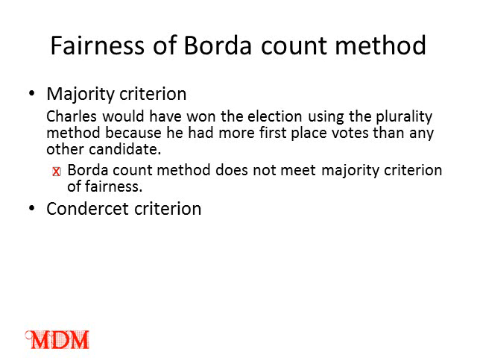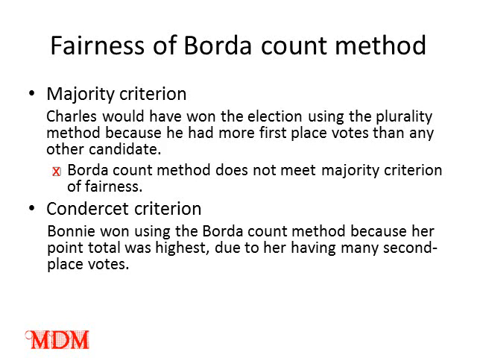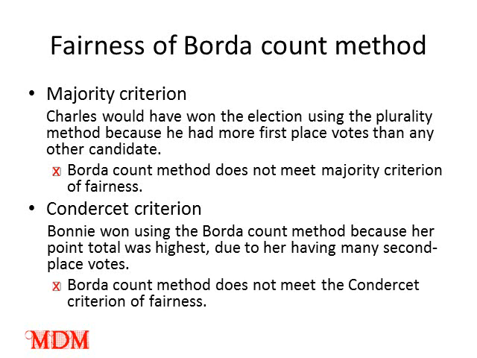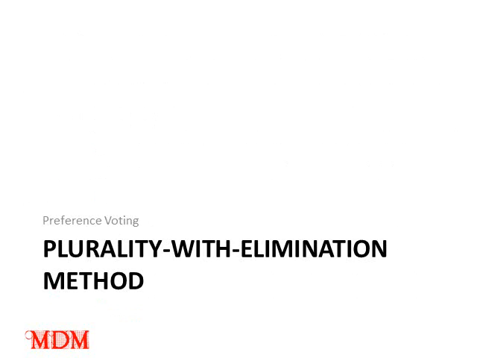Let's look at the Condorcet criterion. Bonnie won using the Borda count method because her point total was highest due to her having many second place votes. Therefore, the Borda count method does not meet the Condorcet criterion of fairness, where we would match up each of the candidates in a head-to-head comparison. She had many second place votes, giving her the edge when we use the Borda count method in this particular case.